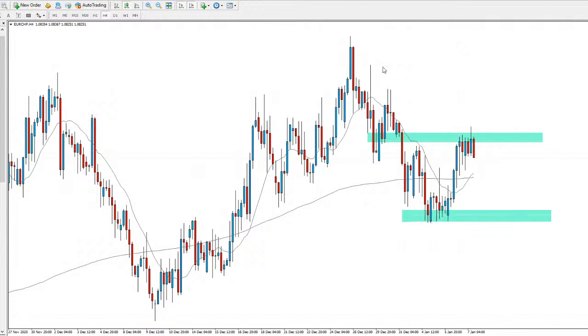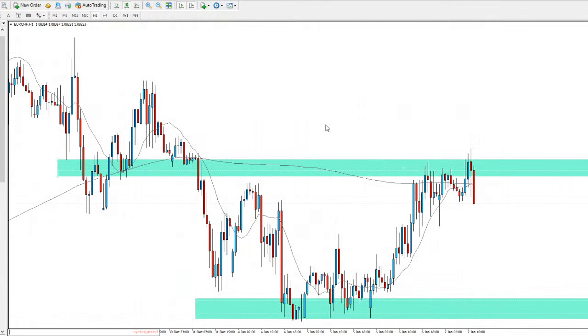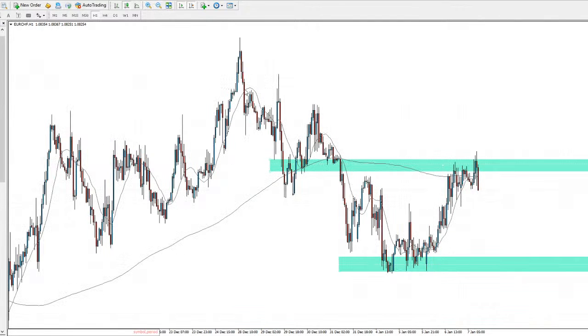As you can see, we're kind of just making those lower lows and those lower highs. Push to the upside, very strong on the 4 hourly chart. If I jump to the hourly, again, probably expecting a swing to the downside for this one as well.